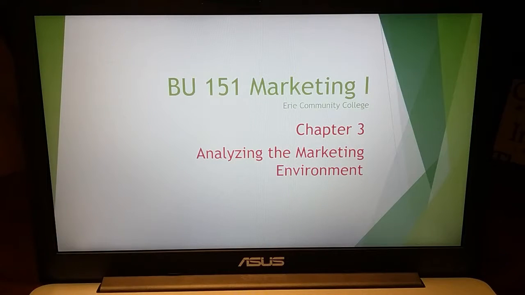Okay, here we are in Chapter 3, Analyzing the Marketing Environment. Basically, we talk about the internal and external marketing environment. Just like when we're doing strategic planning, we're looking at internal goals and capabilities and matching them with external marketing opportunities. This is where we're looking at that: the internal marketing environment, the microenvironment, and the macro environment.